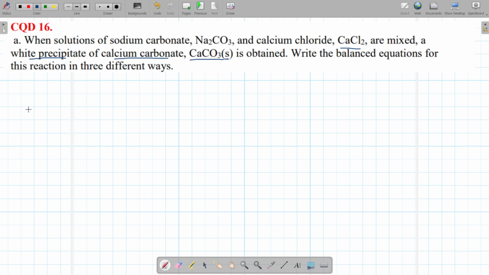Let's do it slowly. Na2CO3. You have to write that it's aqueous. That's the first thing. If you don't write aqueous, you 100% lose marks, because you have to mention it. The states are very important. Plus calcium chloride, CaCl2, which is also aqueous. When they mix them, what is formed? A white precipitate of calcium carbonate, CaCO3. They said it's solid, and obviously it's going to be solid.